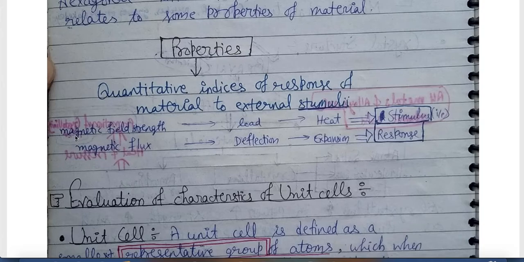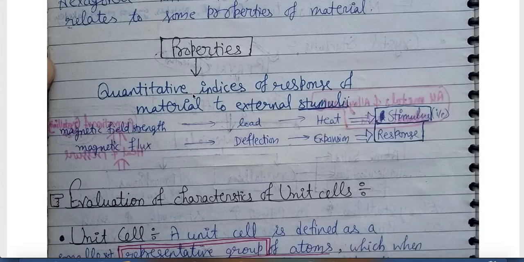Let's see the example. This is your magnetic field strength, then load, then heat. These in the first row will be your stimulus or input. What will be the responses? For magnetic field strength, magnetic flux will be the response. For load, deflection will be the response. For heat, expansion will be the response.